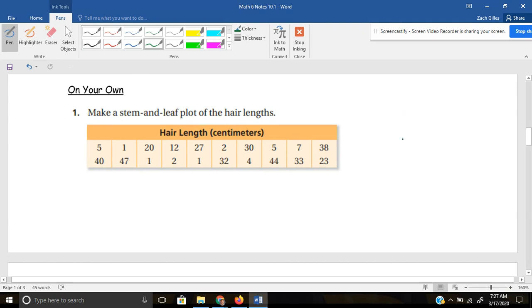Right, so the title can be hair length. And then here's my stem on the left and my leaf on the right. And I'm going to go from 0 all the way to, I think the 40s are my biggest number.